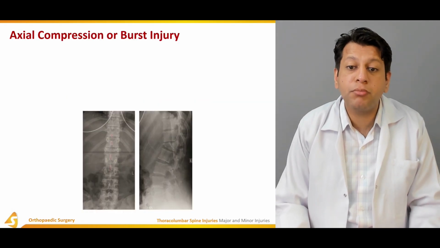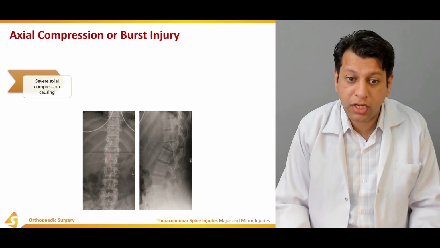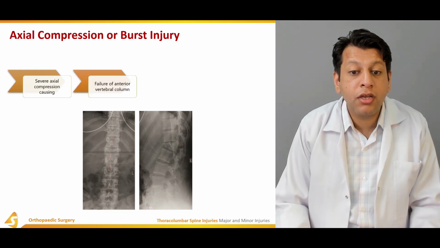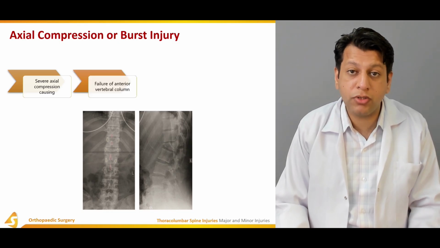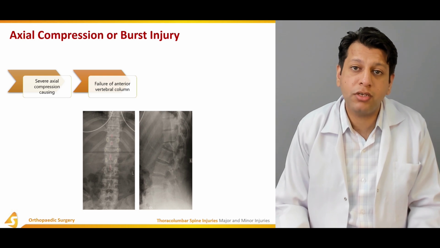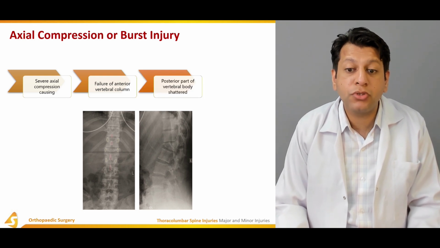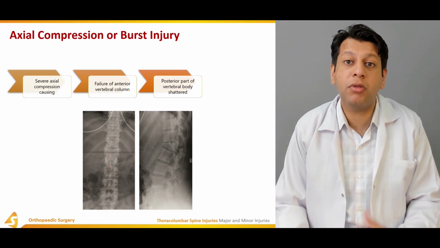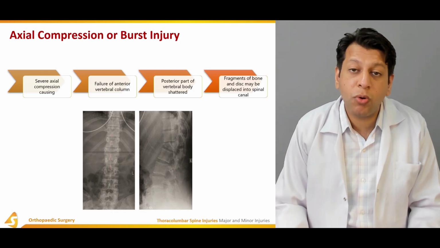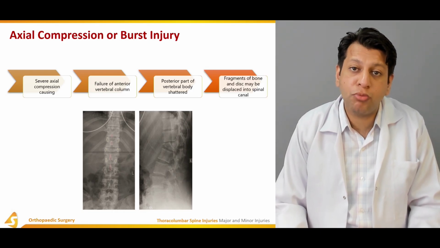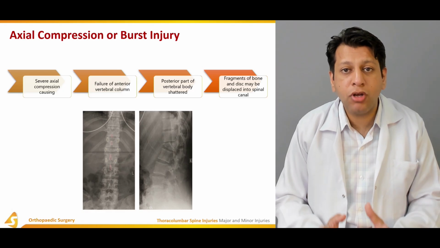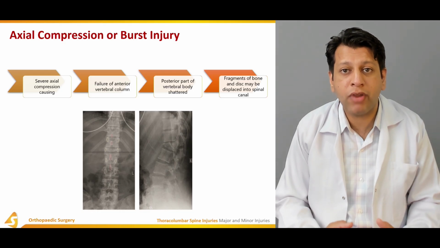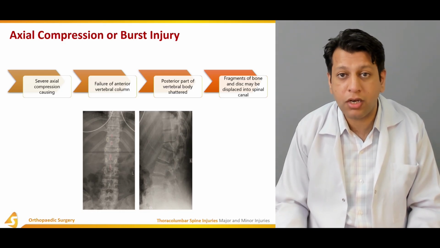Now coming to the axial compression and burst injury, which is an isolated compression type injury without any flexion or extension. There is severe compression causing failure of the anterior vertebral column. This is more important, that usually the most common injury is to the anterior vertebral column. The posterior part of the vertebral body may be shattered and they may lead to instability of the middle column as well. But what is important is whether there is canal compromise or not. When the middle column has collapsed, that is the posterior one third of the vertebral body, whether these fragments have retropulsed into the canal or not.